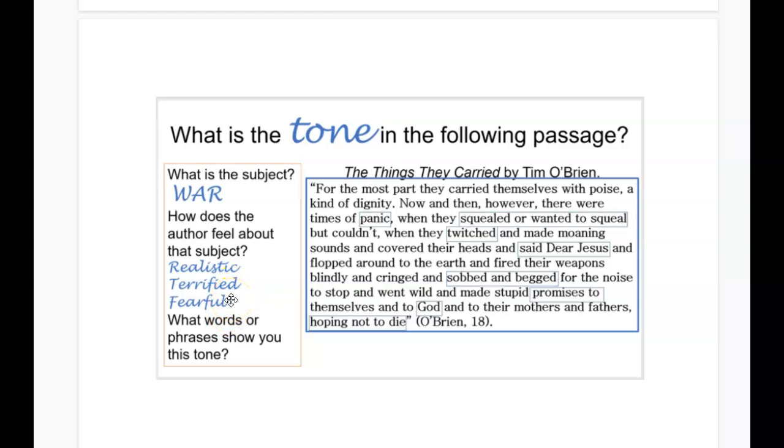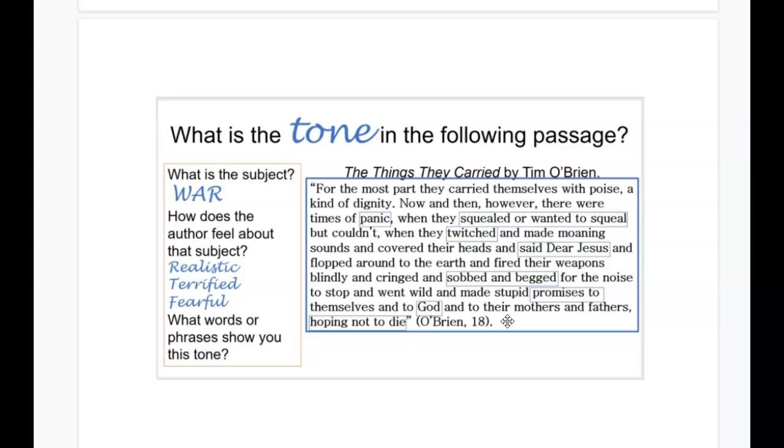That's how the characters feel, the characters in this story. That's the author's attitude towards these characters. He knows that they're feeling this panic, that they are squealing or wanting to squeal. It's also good to note that this tone is realistic. He's not using a whole bunch of fancy language here to describe these men in war. He's being very realistic about them and how they feel and how they are acting. So the tone, the best tone here, I believe, is realistic.